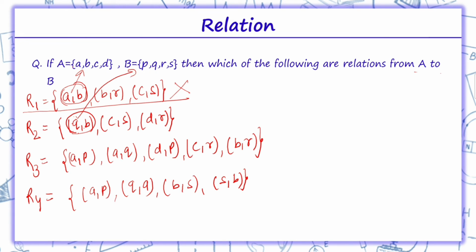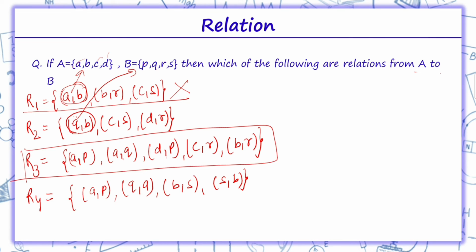Third option, A is related to P, A is related to Q. Now here A and A, they belong to set A. D is again related to P and C is again in the first set, A set. C is related to R, B is related to R. So this is a correct relation. Next option, AP. A is related to P, this is correct. Now Q is related to A, so this went wrong, so therefore this is also not an option. So correct option will be C option.